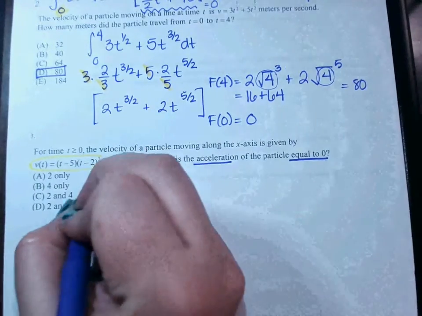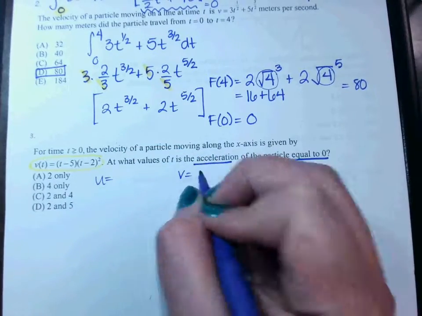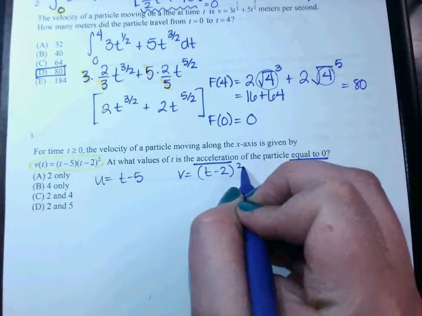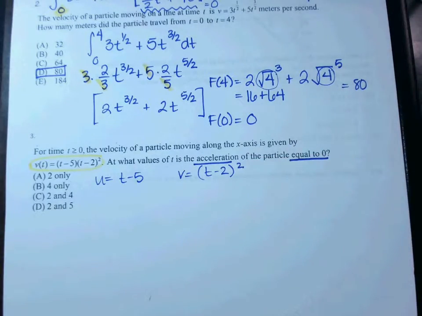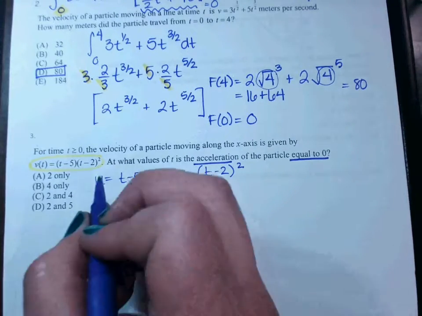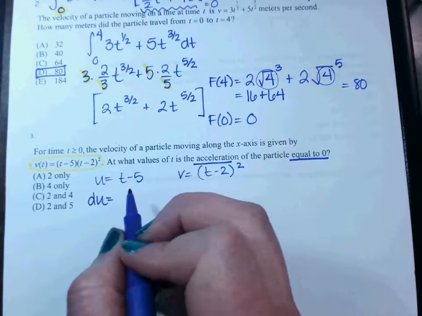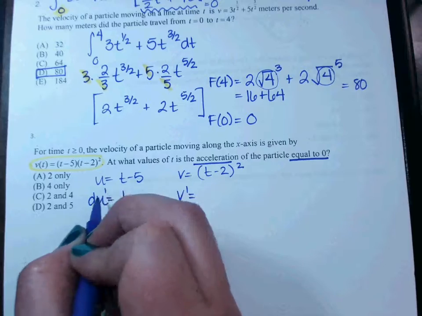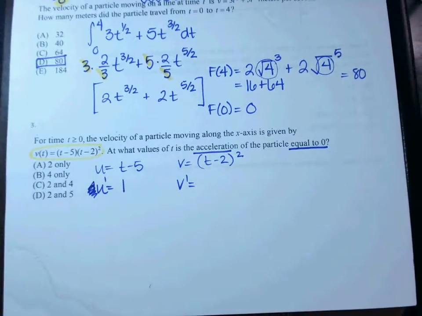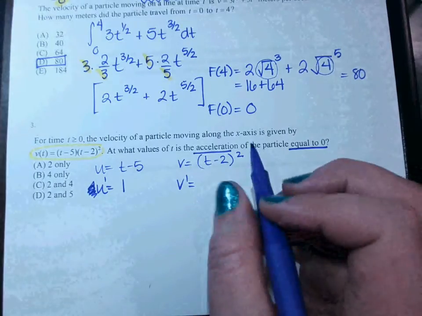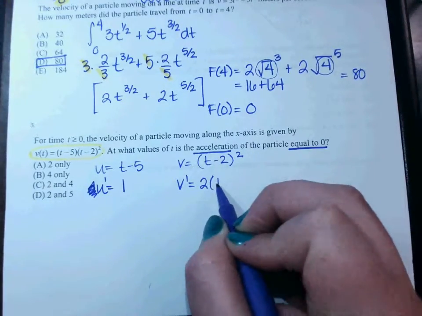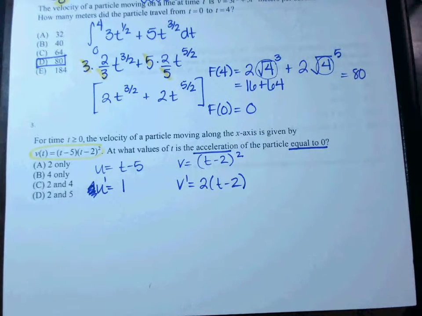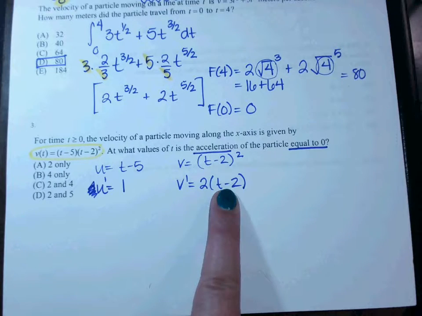Okay, so we're going to do u equals, v equals. U is t minus 5, v is t minus 2 squared. So if u is t minus 5, what's u prime? 1. Oops, normally I call that u prime. I don't know why I put du. Thinking of chain rule here. Okay, v prime, what would that be? 2t minus 2 times 1, and you can put the times 1 or not, it doesn't matter. The derivative of the t minus 2 would just be a 1.